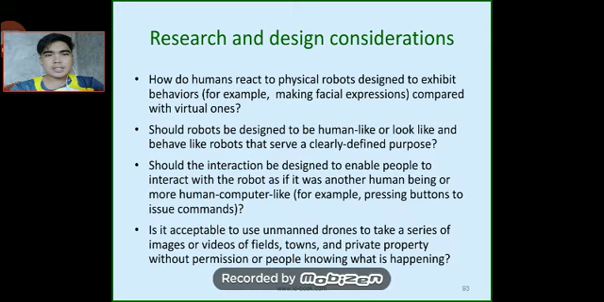Research and design considerations. How do humans react to physical robots designed to exhibit behaviors, for example, making facial expressions, compared with virtual ones? Should robots be designed to be human-like, or look and behave like robots that serve a clearly defined purpose? Should the interaction be designed to enable people to interact with robots as if they were another human being, or more like human-computer interaction, for example, pressing buttons to issue commands? Is it acceptable to use unmanned drones to take a series of images or videos of fields, towns, and private property without permission or people knowing what is happening?